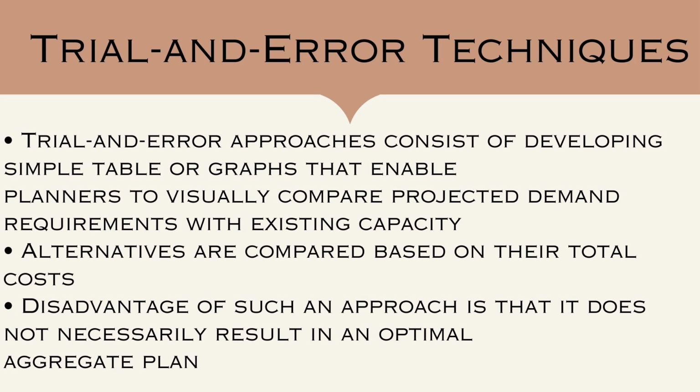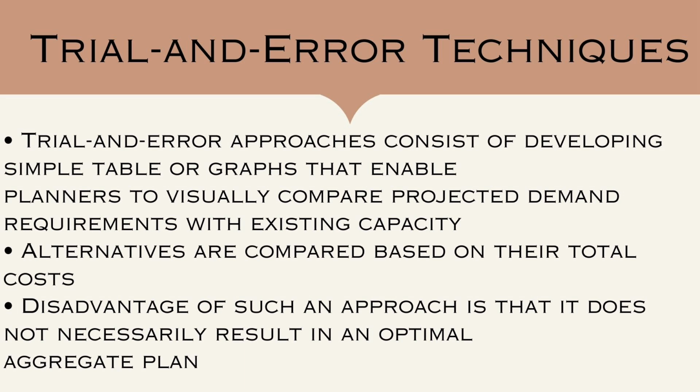Trial and error approaches consist of developing simple tables or graphs that enable planners to visually compare projected demand requirements with existing capacity. By examining these visual representations, planners can assess the feasibility and viability of different production and resource allocation options. Next, alternatives are compared based on their total cost. During the trial and error process, different alternatives are evaluated and compared based on their total cost. This includes considering factors such as labor costs, material costs, inventory holding costs, and any other relevant cost factors.